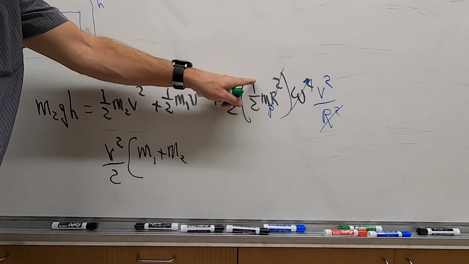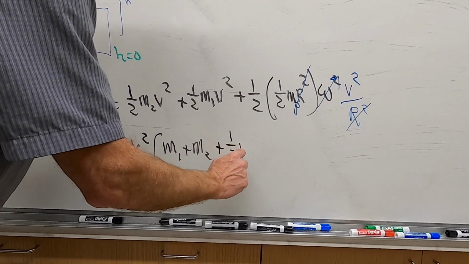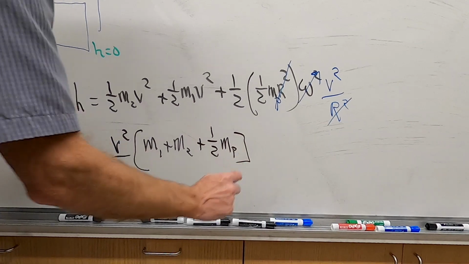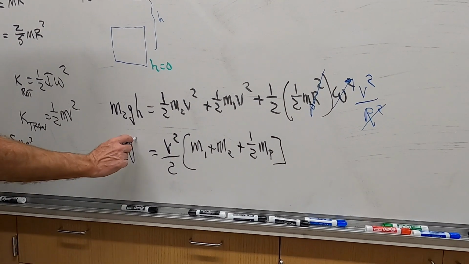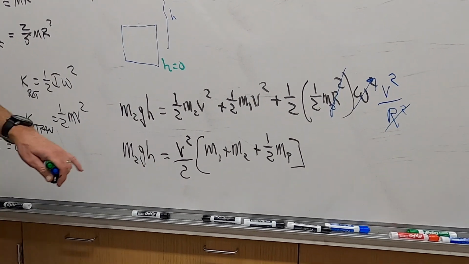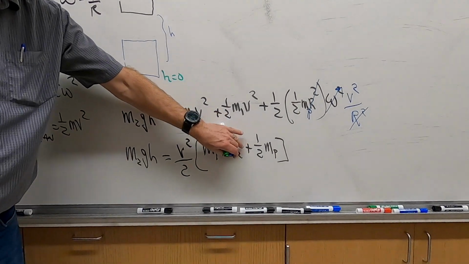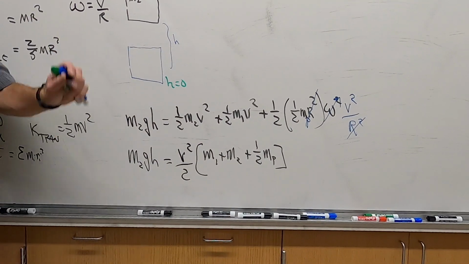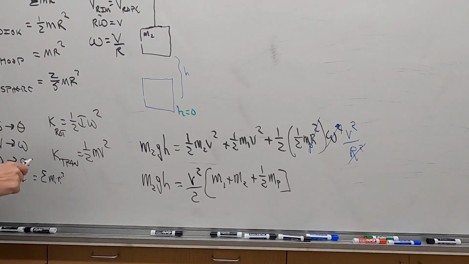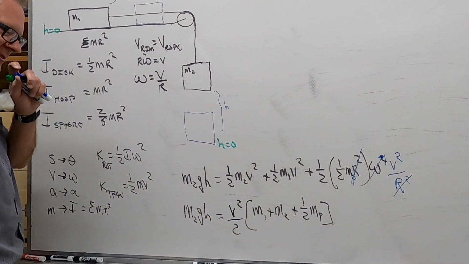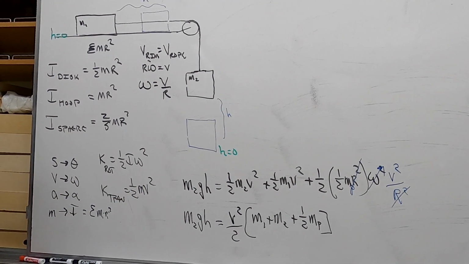M1 plus M2 plus 1/2 mass of the pulley equals M2GH. So, if we wanted to solve for the velocity, we'll bring the 2 up to here, take all this mass down below, and take the square root right here. So we can work out ones with pulleys on them right now. We don't want to look at forces, that'll be the next chapter, but at least we can use energy to find the velocity.